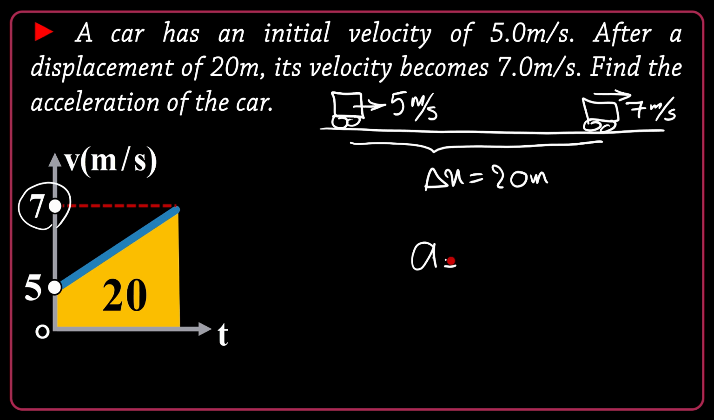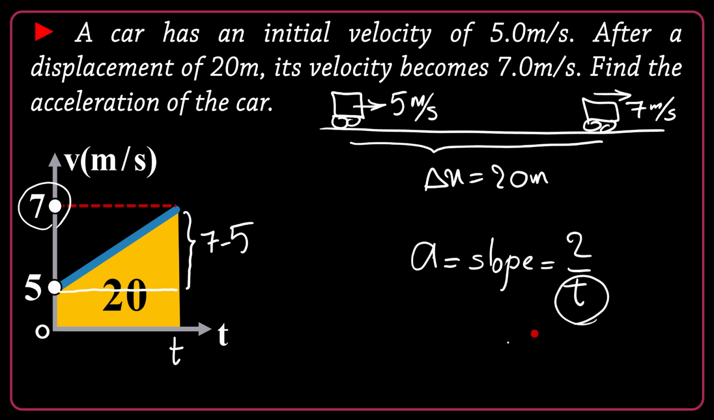Something I'm looking for is acceleration. And acceleration is the slope of this graph. For the slope, I should first establish a triangle here, the rise will be 7 minus 5 over run. Run is t. So it's 2 over t. First, I should find the t. Then I plug in the t and find the acceleration. How to find the t?